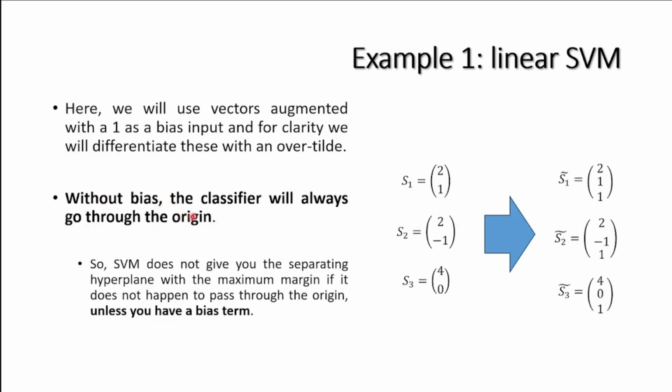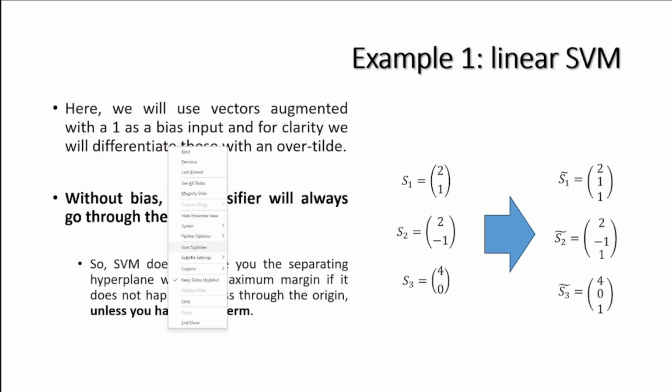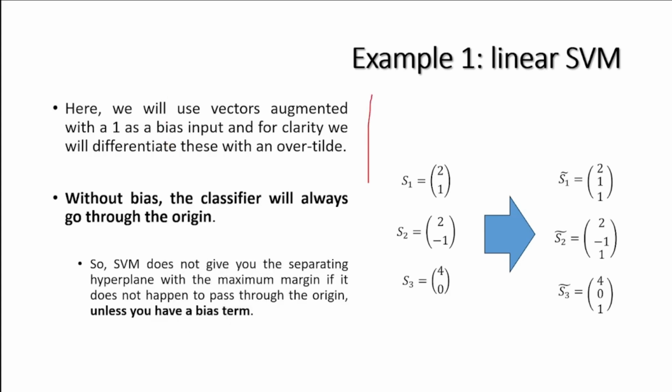Remember, the moment I started this particular class, we said, for example, y equals mx is different from y equals mx plus c, right? The moment we have c, the line y equals mx is running away from the origin. Hold on, I'll sketch it for you over here. This is the origin, 0, 0. The moment we have the 1, the line could be like this and it could vary. It's not necessarily going to pass through the origin. So SVM does not give you the separating hyperplane with a maximum margin if it does not pass through the origin.